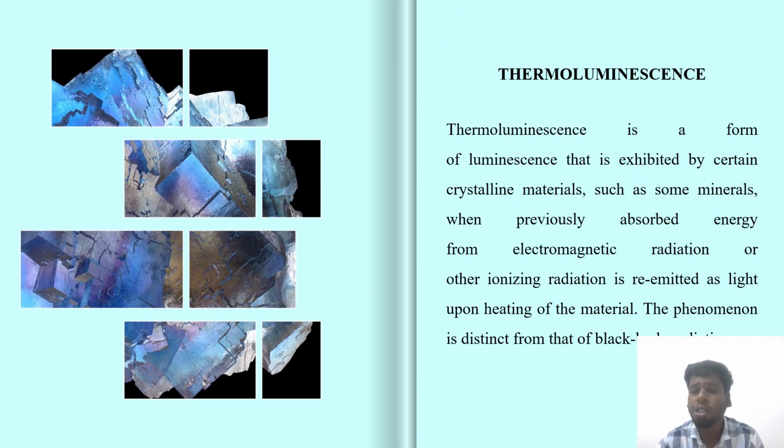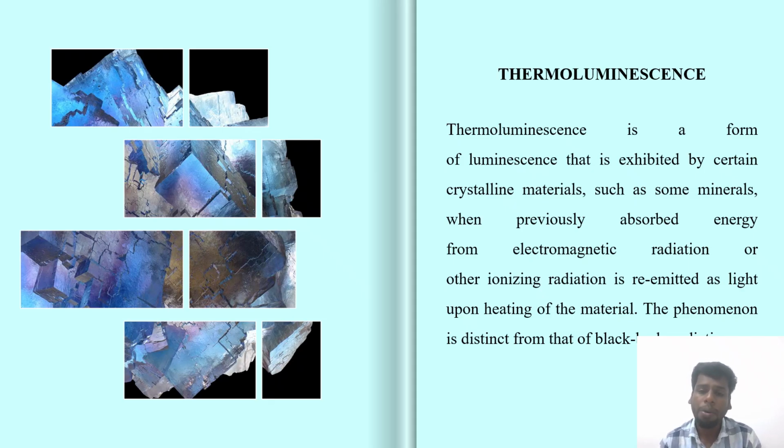Thermoluminescence is a form of luminescence that is excited by certain crystal materials, such as some minerals, when previously absorbed energy from electromagnetic radiation or another ionizing radiation is re-emitted as light upon heating of the material. When a material is heated, some of the energy is absorbed previously. After some time, when we heat it, light will be emitted. So this is a thermoluminescence material.